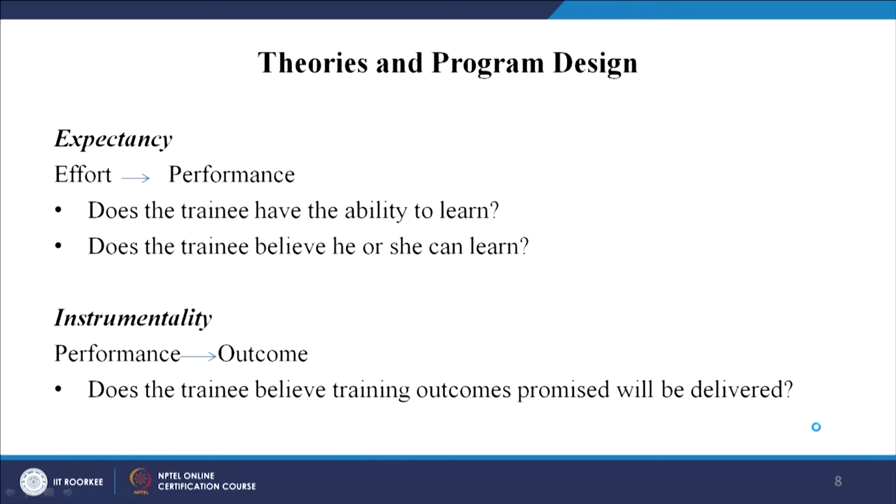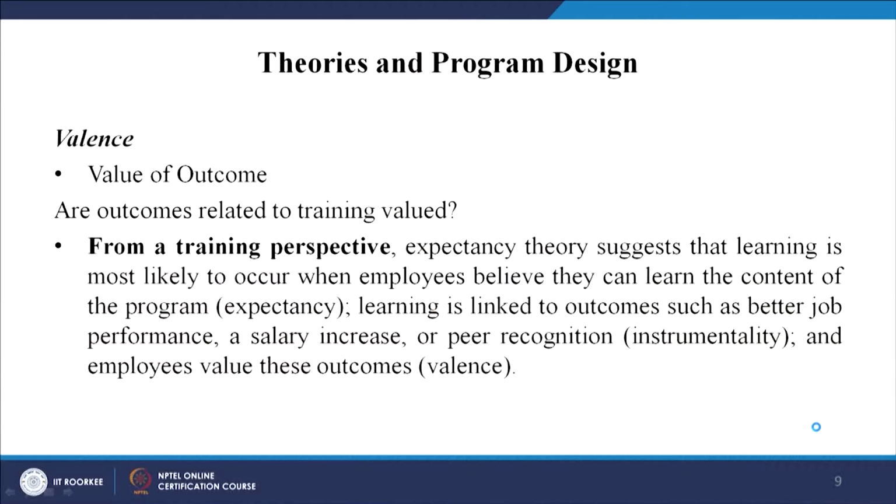So, expectancy is going with the efforts to the performance. Does the trainee have the ability to learn? Does the trainee believe he or she can learn? Instrumentality is performance related to the outcome, and does the trainee believe the promised training outcomes will be delivered? Valence, value of outcomes. Are the outcomes related to the training valued?